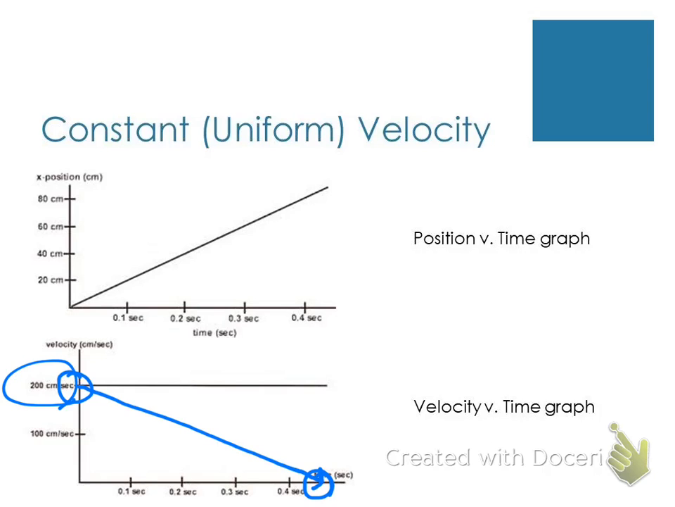So this one does not mean necessarily that we're going back to our starting point, but it means that we're moving forward and we're slowing down. Okay, a velocity versus time graph is a little bit different. Does that kind of make sense?